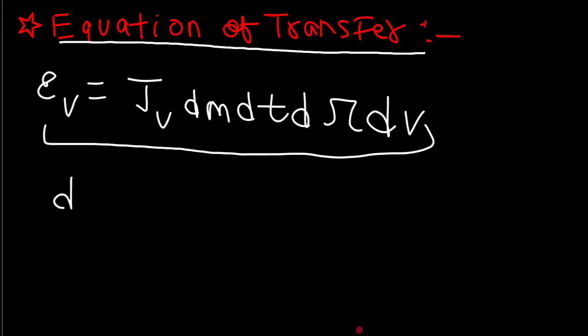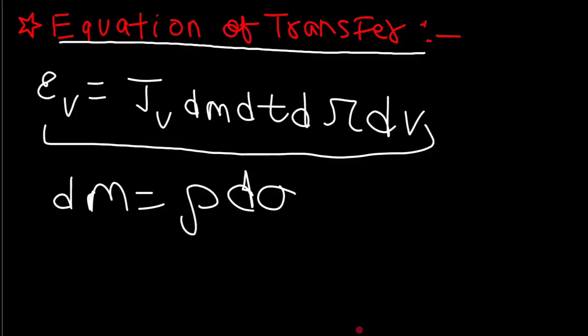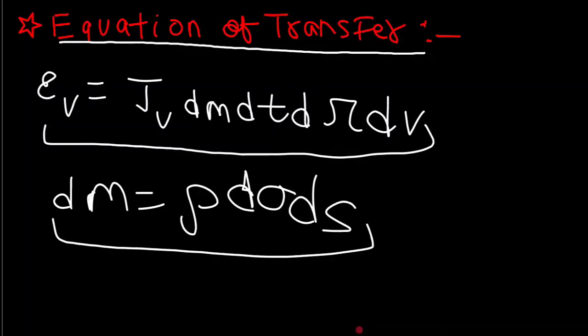and this is called the radiation emitted by a certain mass element dm. And here we can see from the basic calculus rule that dm can be written as ρ dσ ds. So this is how we define our dm element. Remember, this is the very first and very important equation which will be used in the derivation of the differential equation of transfer.